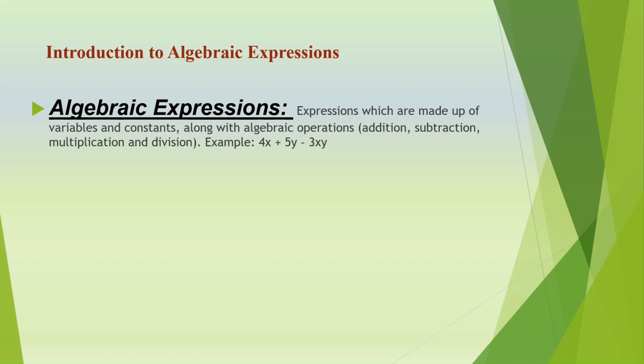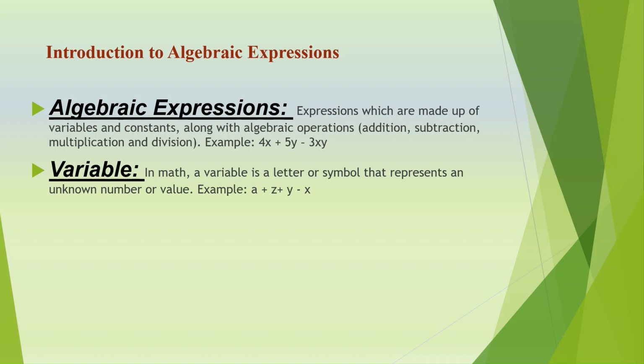Now let's learn what are variables. In math, a variable is a letter or symbol that represents an unknown number or value. So, a variable in math is basically a letter. Letters are from A to Z, which have an unknown value. Example: A, B, C, D, Z, Y, X.